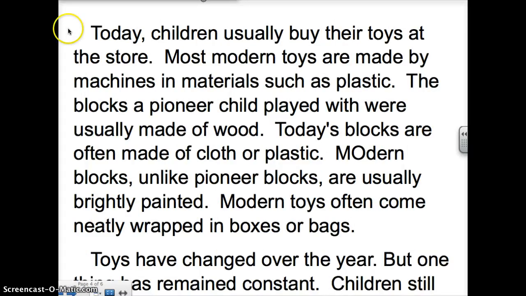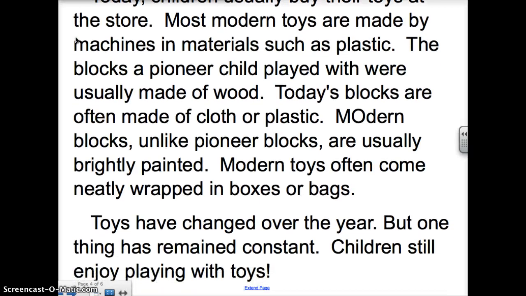Today, children usually buy their toys at the store. Most modern toys are made by machines and materials such as plastic. The blocks a Pioneer child played with were usually made of wood. Today's blocks are often made of cloth or plastic. Modern blocks, unlike Pioneer blocks, are usually brightly painted. Modern toys often come neatly wrapped in boxes or bags. Toys have changed over the years, but one thing has remained constant. Children still enjoy playing with toys.